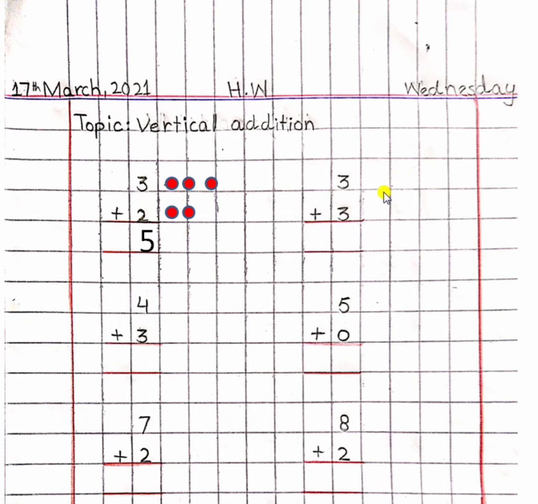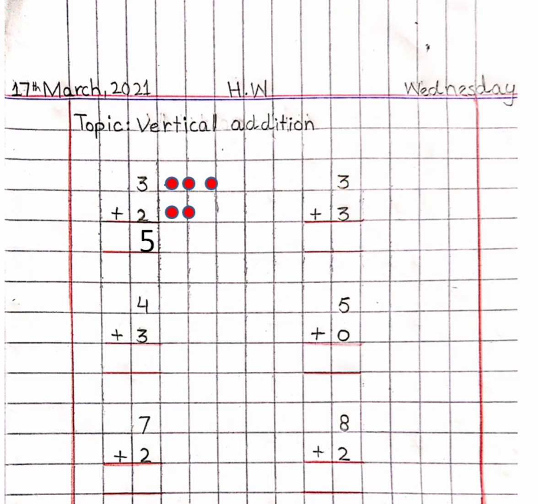Let's solve one more question. Second question is 3 plus 3. We will draw balls according to given numbers. First number is 3, so we will draw 3 balls with this number. Second number is also 3. We will again draw 3 balls with this number. Then we will count all the balls to get the answer. You can also draw lines with these numbers. So let's start the second question.